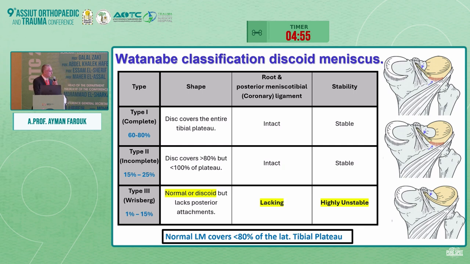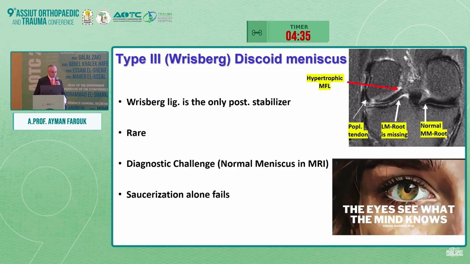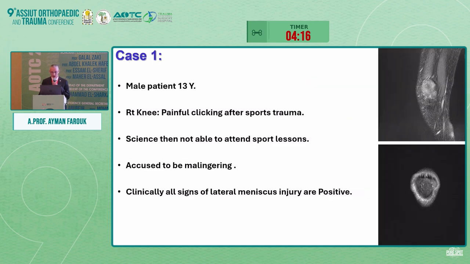Type 3 is either normal shaped or discoid shaped, but the characteristic is that it lacks the posterior horn and is attached only by the meniscofemoral ligament, or the Wrisberg ligament, to the femoral condyle, and it is usually hypermobile. Type 3 Wrisberg is sometimes difficult to diagnose, especially if the meniscus is normal shaped, and if it's treated with saucerization, the result is always unsatisfactory for the patient, so you have to train your eye to see it.